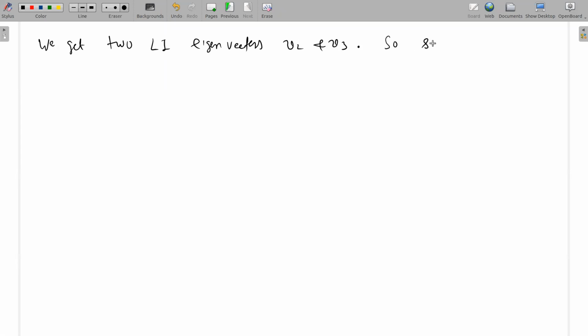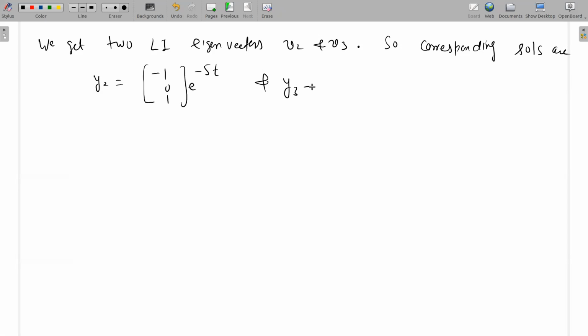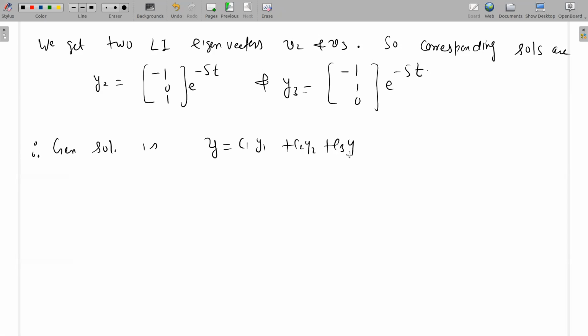So corresponding solutions are, एक को y2 कह दो पहले वाले को, minus 1 0 1 e power minus 5t, and another one is y3, so minus 1 1 0 e power minus 5t. So finally general solution is c1 y1 plus c2 y2 plus c3 y3.